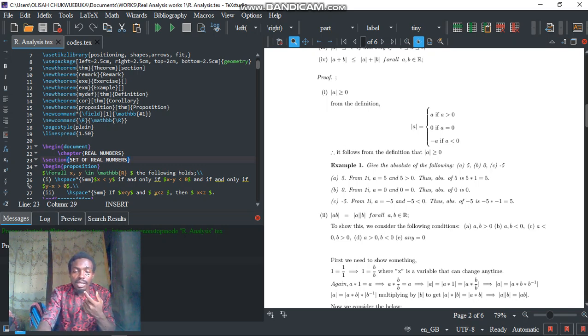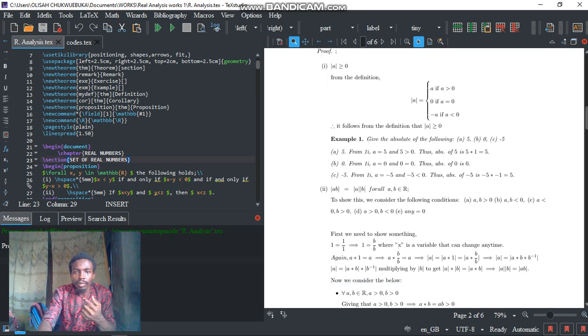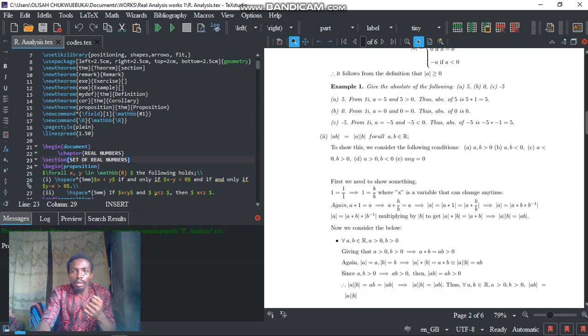And the absolute value of negative 5. Since the value here, minus 5, is less than 0, the sign is negative. So we multiply negative 5 by negative 1. Minus 5 times minus 1 gives us positive 5. That is how the absolute value of negative 5 equals positive 5. I don't know if you actually understand. So that is all about the absolute value function.